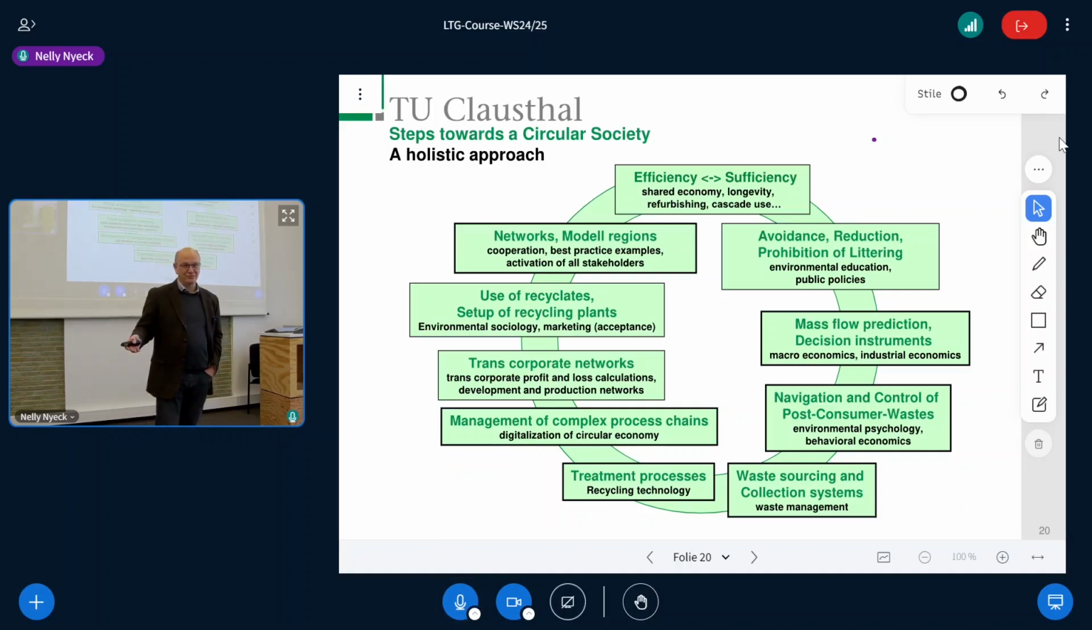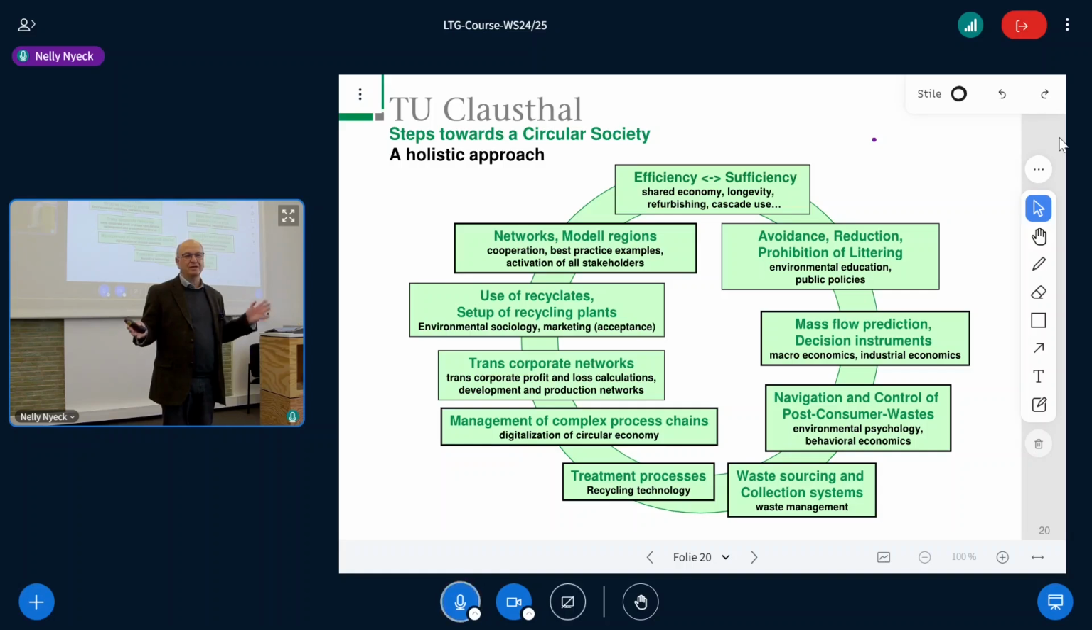So what do I have to do? It's always the point that you're going beyond what you have. We need management of complex process change. And that's actually one point that is, I guess, for most of you, a central part. It's digitalization of circular economy.